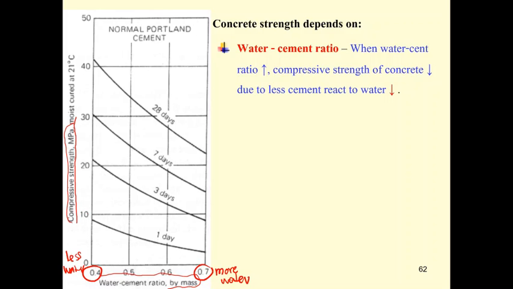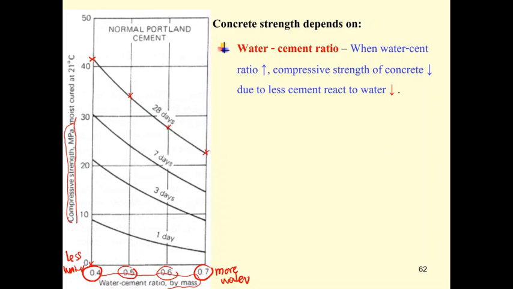And you may see, at the lower water cement ratio, if you consider it at 28 days, it's going to have the strength of 42 megapascal. If you have 0.5 water cement ratio for 28 days, the strength reduces to about 34. And for 0.6, the strength reduces to about 28 megapascal. And for 0.7, it's reduced to 22.